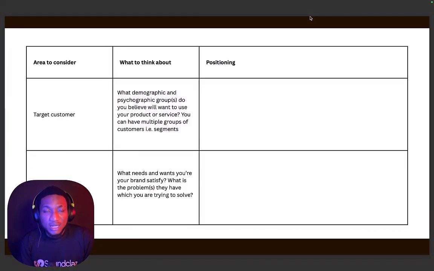Now, talking about brand positioning, it's important to answer these questions and more questions that will be seen in the workbook.